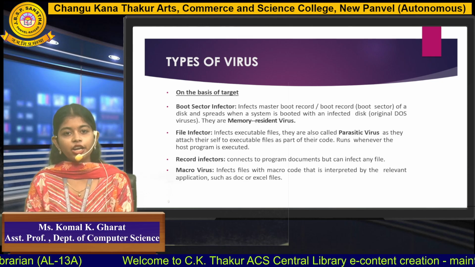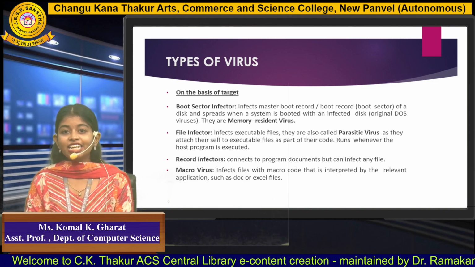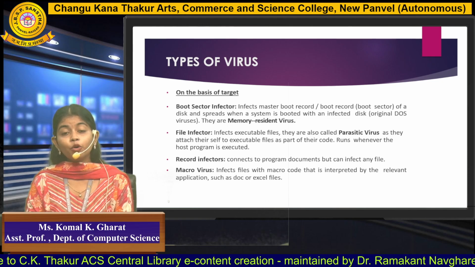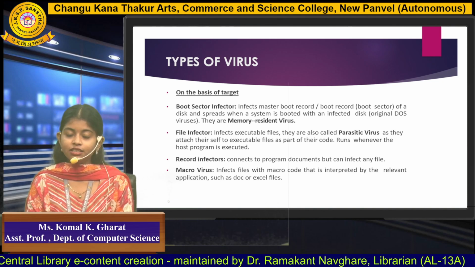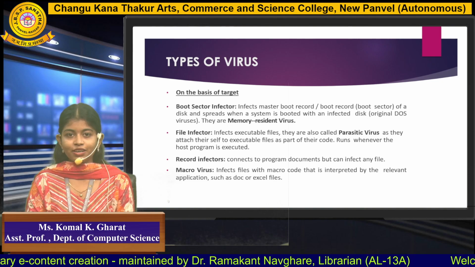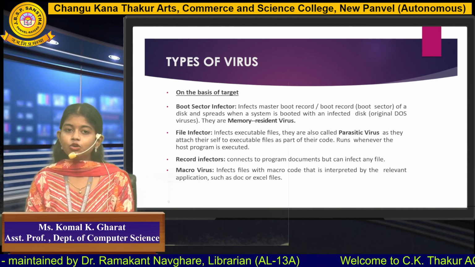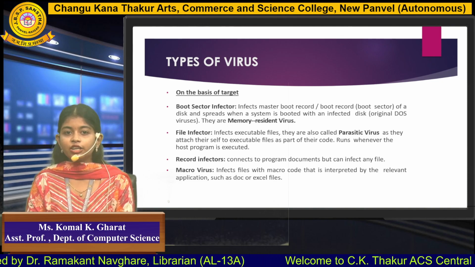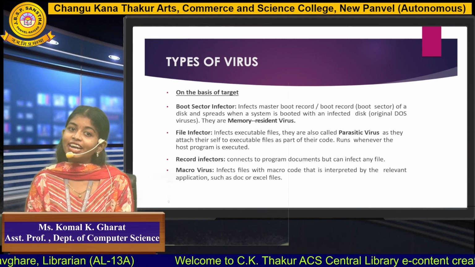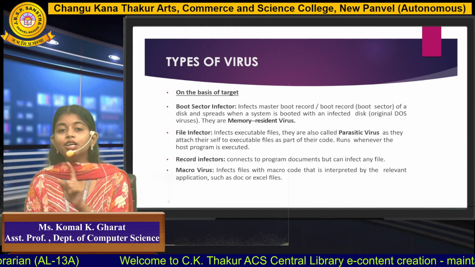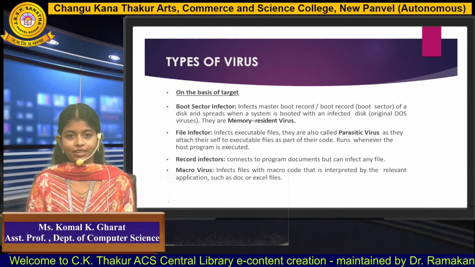Third type is record infector. It is similar to a file infector, but it can infect any file, means program and document files. That files can be anything like an executable file, script file, programs file. It attaches to that files and then infects the system. So what is the difference between file infector and record infector? Record infector attaches itself to the program document, and file infector only attaches itself to the executable file. That is the difference between file infector and record infector.